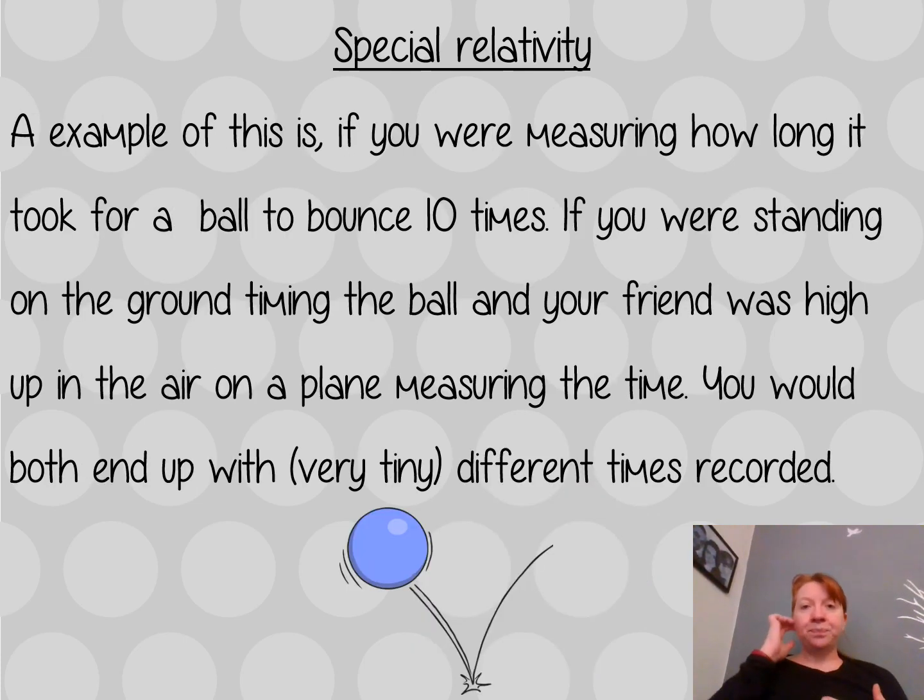So here's an example. If you were measuring how long it took you to bounce a ball 10 times, bounce a ball up and down 10 times and you were timing it, and if you were standing on the ground timing this, but your friend was high up in a plane measuring it, you would end up with different times, even if you used the same type of clock that was very carefully put together. Don't worry about why this happens. We're going to talk about it a little bit later, but I'm just trying to get you to see that time can move slightly differently depending on where you are and how you're travelling.